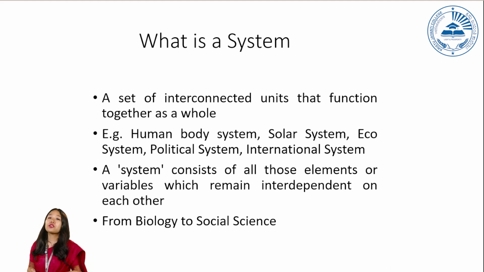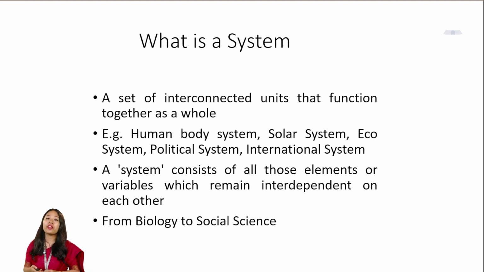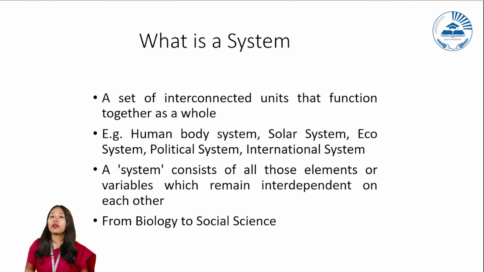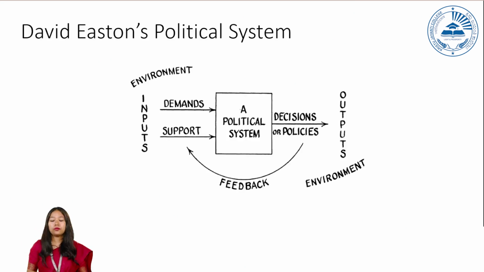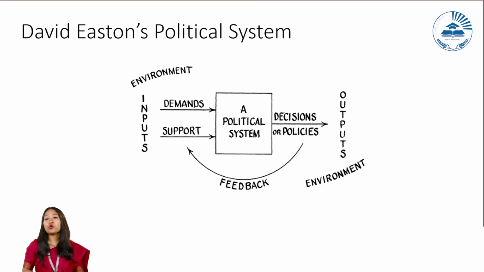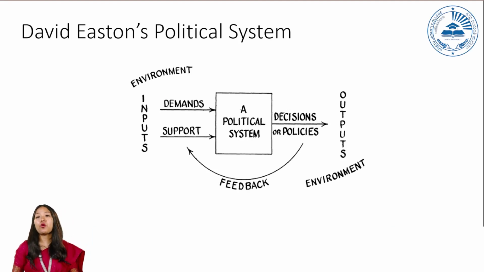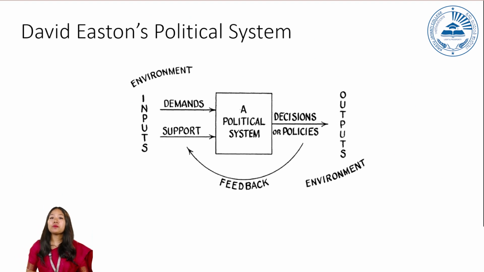A system consists of all those elements or variables which remain interdependent on each other for making the system functional. The concept has been taken from the biological sciences to social sciences during the behavioral revolution. In political science, David Easton used the system approach for understanding the political system. In his system approach, he has given the input-output model as shown in the diagram.